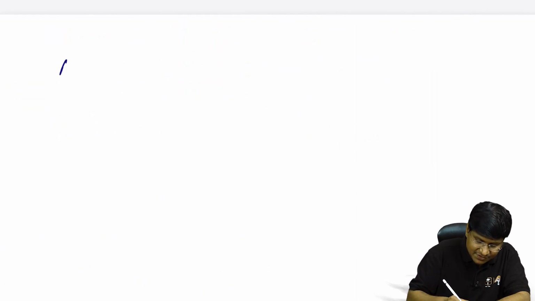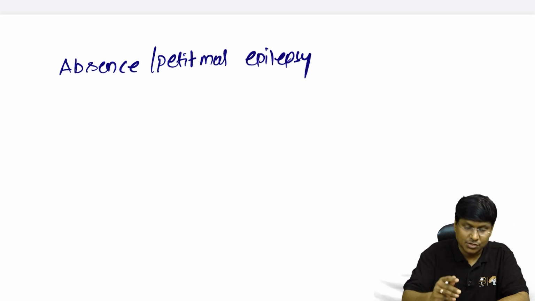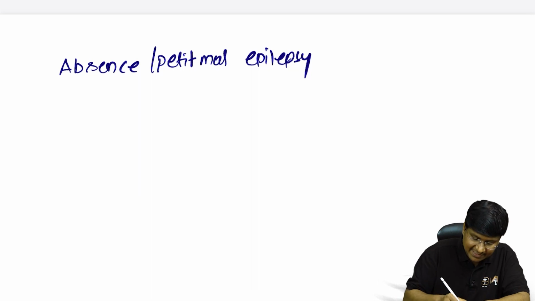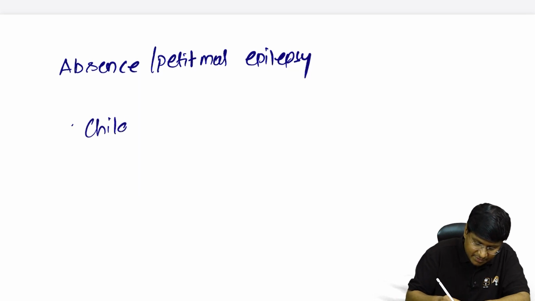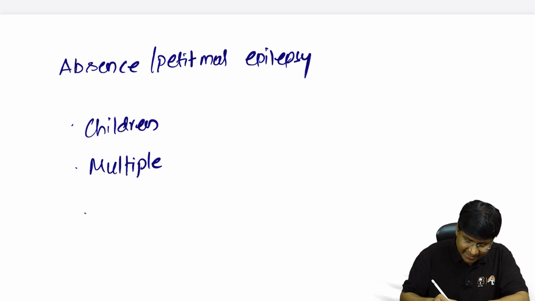Now, if you take absent seizures, another name for this is petit mal epilepsy. It is very common in children, and there will be multiple episodes observed in a day. These episodes will last for a few seconds, 2 to 10 seconds.